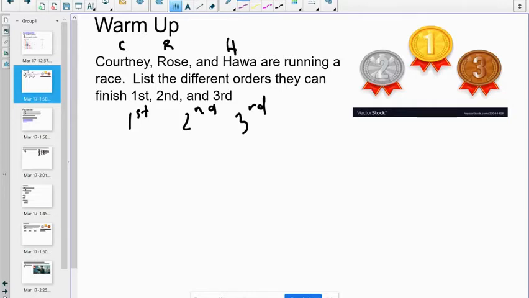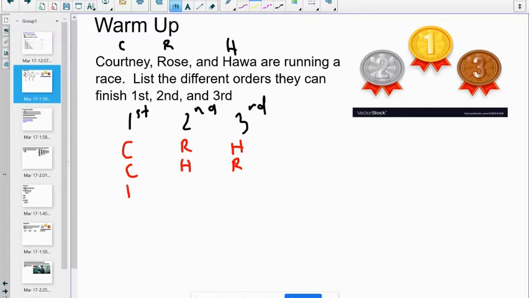So, for instance, for the first option, I'm going to keep these in the same order that I just wrote them down. So we have Courtney, Rose, and Hala. Courtney could get first, Rose could get second, and Hala could get third, but Courtney could also get first, Hala could get second, and Rose could get third. So now we have our 2 options for when Courtney can get first.